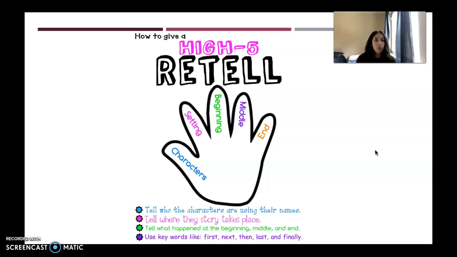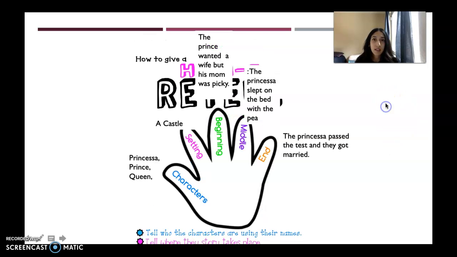And what about the end? What happened at the end? At the end, she ended up passing the test, huh? She didn't feel the pea. And then the prince had helped her. He had helped her. Perfect. So we have that here.